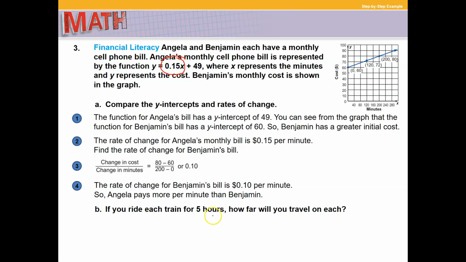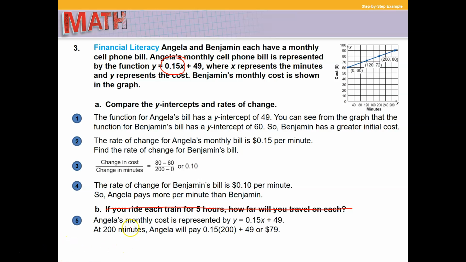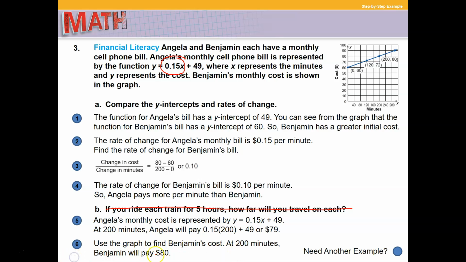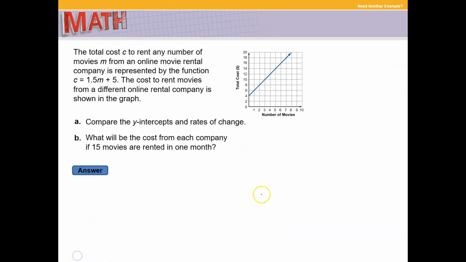So if you ride each train for 5 hours, what? That is incorrect. So we're not going to do that one because that sentence is wrong. Here, Angela's monthly cost is written here, so they must have said for 200 minutes. Angela will pay $79 for 200 minutes. Ben will pay $80 for 200 minutes. Go ahead and pause the video and try this one.